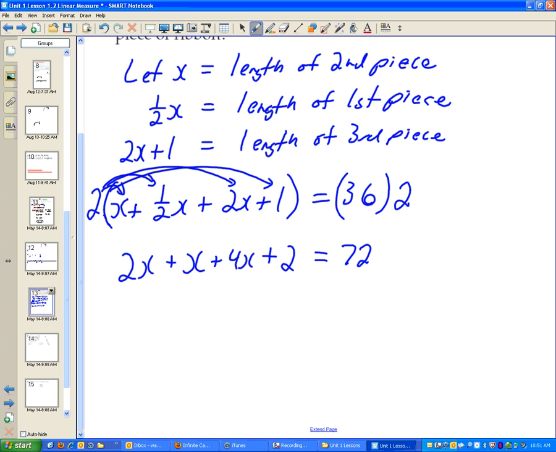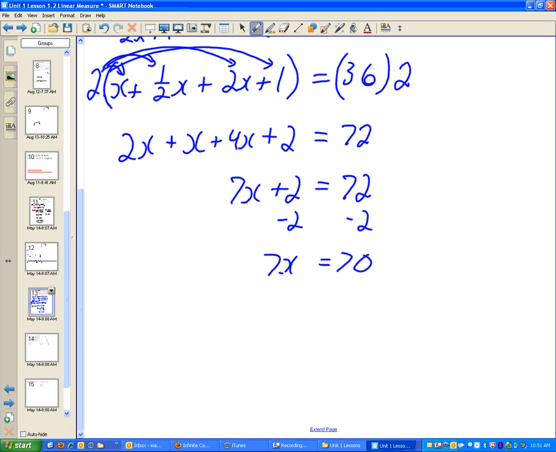Now, do you have to use this technique? No, you don't. But it's easier now. So 2x, now let's do what we did earlier. Let's combine like terms. 2x plus x is 3x, plus 4x is 7x, plus 2 equals 72. No, don't divide by 2. Subtract 2, and you don't have to write it down, but I get 7x equals 70 when I subtract 2 from both sides, right? Yeah. Divide both sides by 7, x equals 10.